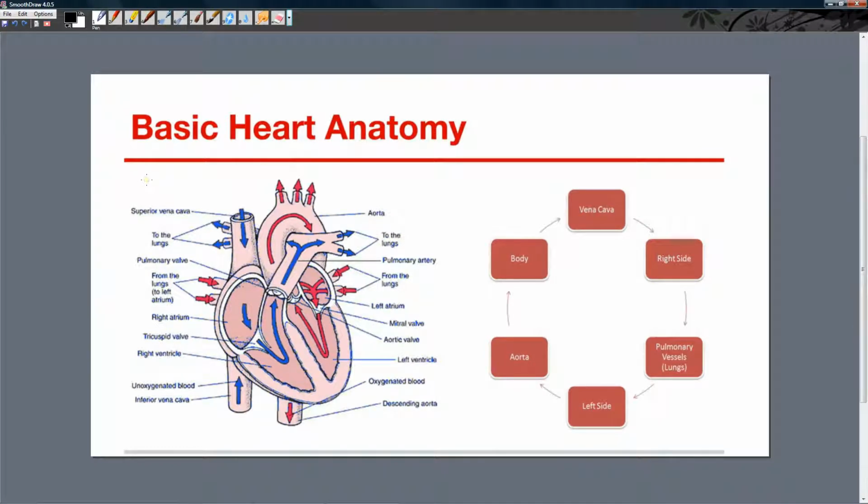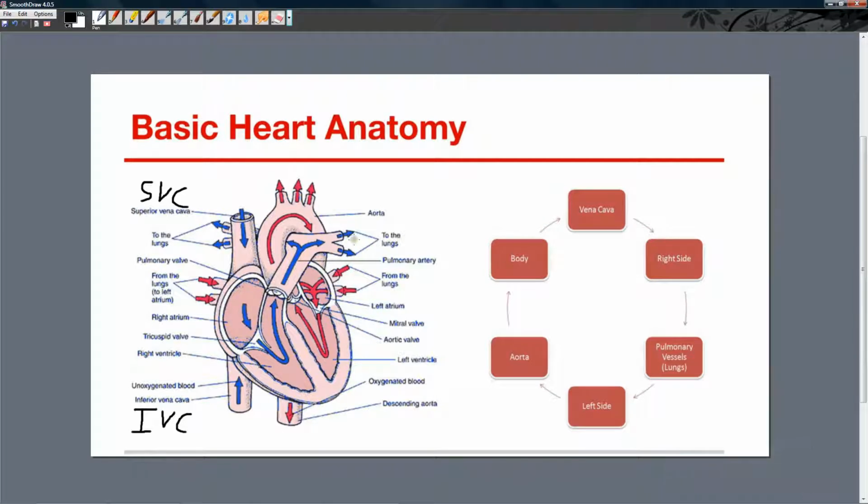Let's talk a little bit about basic cardiac anatomy. Blue arrows in this diagram represent deoxygenated blood, and red arrows represent oxygenated blood. Here we have the superior vena cava, also abbreviated SVC, and this is the inferior vena cava, IVC. These two large veins join together and enter the right atrium, which is the first chamber of the heart. From the right atrium, the deoxygenated blood flows through the tricuspid valve and into the right ventricle. The right ventricle then pumps your blood through the pulmonary valve and through the pulmonary arteries into the lungs.